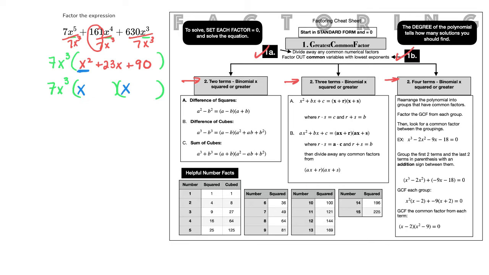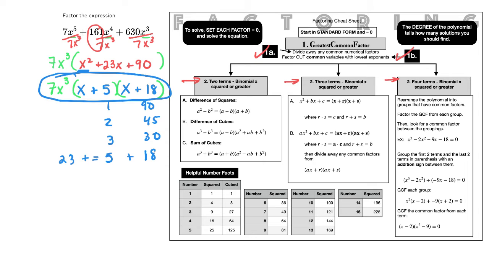It's got to be x and x. And then you just got to figure out what gives you 90. So you list all the factors until you find a pair that add up to 23 in the middle. 5 and 18. There we go. 5 times 18 is 90, and 5 plus 18 is 23. So when these two are added together, I get my middle term, and when they multiply, they give me the c value. So there's my factorization. Not solving these, I'm done.